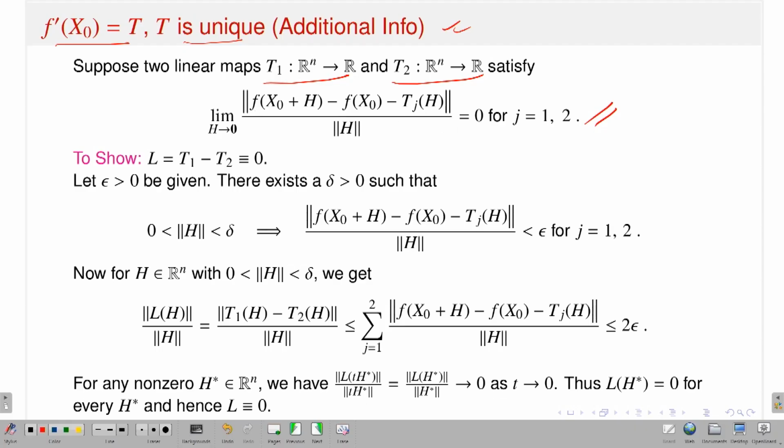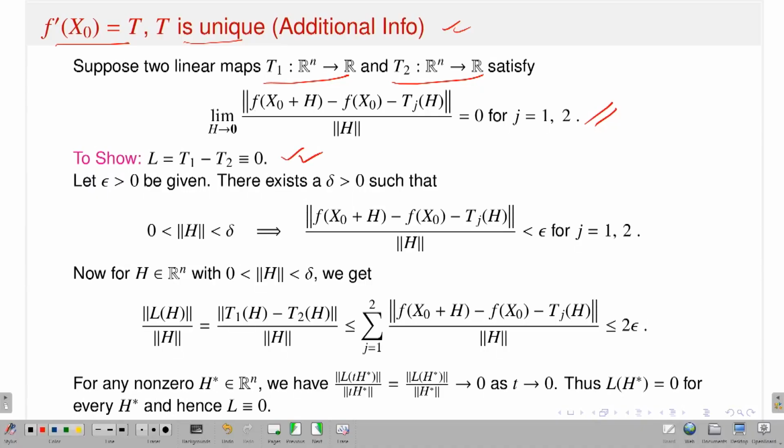And suppose at the same time, as h approaches 0, the norm of f of x naught plus h minus f of x naught minus T2 of h, this norm divided by norm h, is 0. Suppose I have this information, then I have to show that T1 is equal to T2. Then I will say that if the derivative exists, it is unique. So I have to show that T1 is equal to T2.